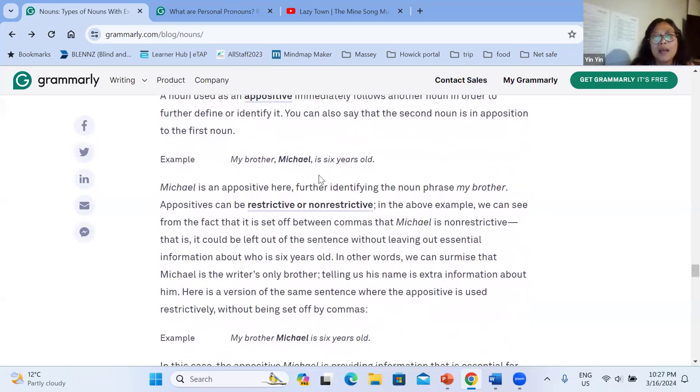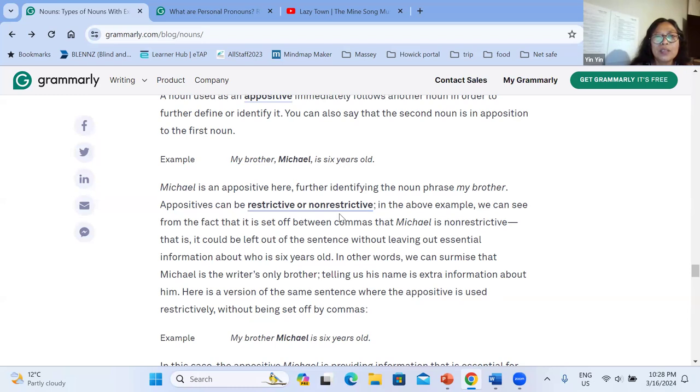My brother Michael is 6 years old. Here, my brother is the noun phrase and Michael is the name. Michael is an appositive here, further identifying the noun phrase, my brother.